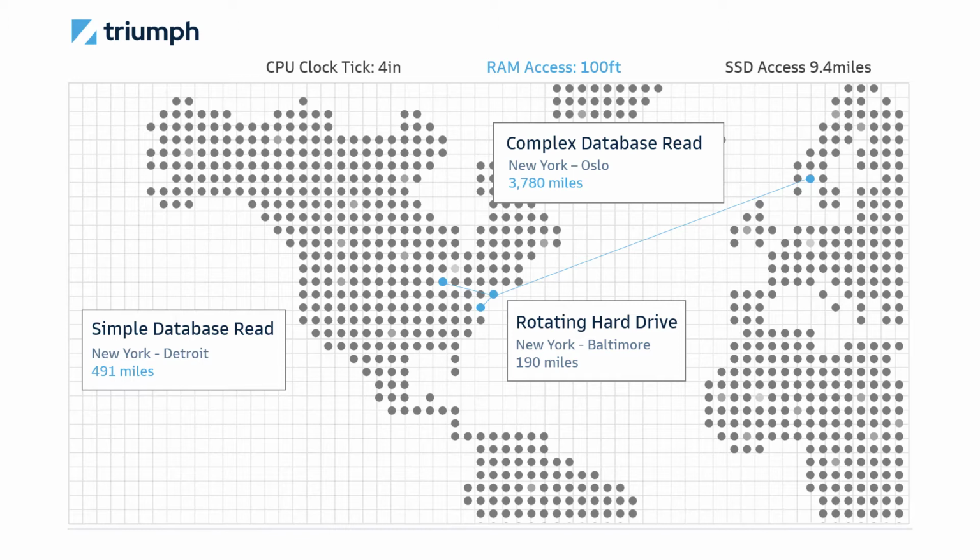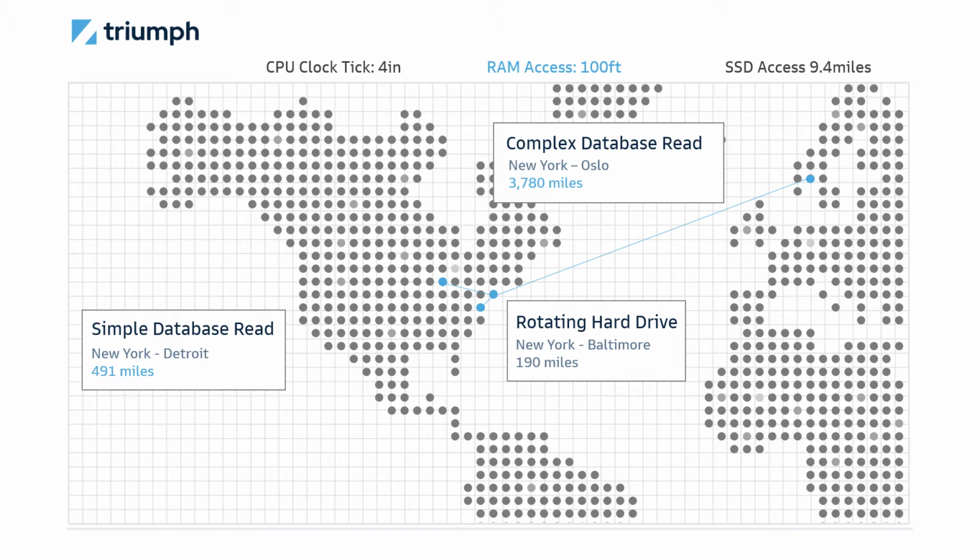So we talked about how if we want to go get something out of RAM, which is where the cache normally lives, it's really telling the computer that you have to walk 100 feet to go get it. So that sounds like a long distance until you start considering the other things that we might be telling the computer to do.